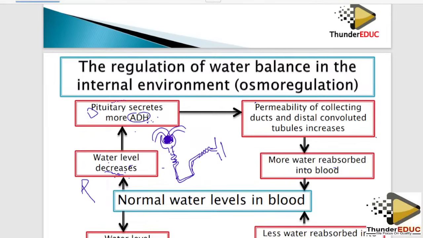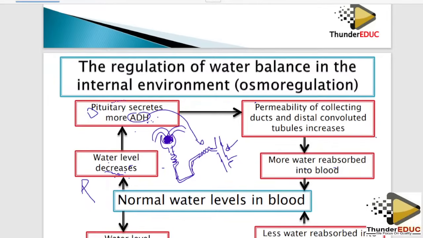This ADH will come here in the distal convoluted tubule and the collecting duct. This is the collecting duct which connects to the ureter and then to the bladder. It comes here and makes it more permeable, because we have less water in the blood, meaning that you're urinating urine which is yellowish. When you urinate yellowish urine, you just know that you have less water in the blood. Therefore, you're supposed to drink more water, meaning that more water is being reabsorbed back to the blood.